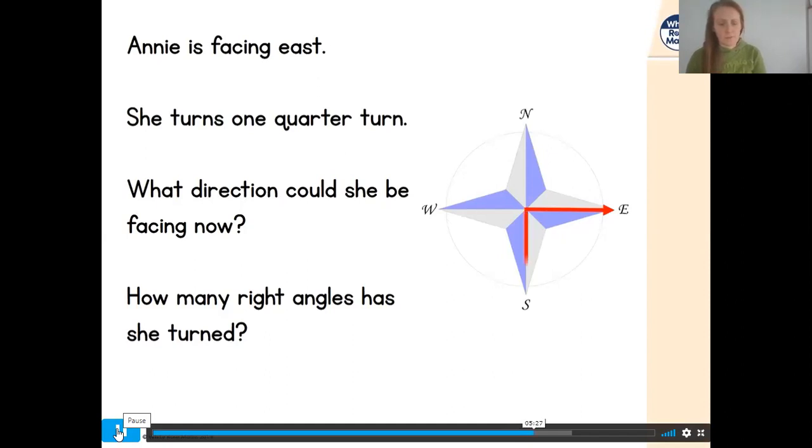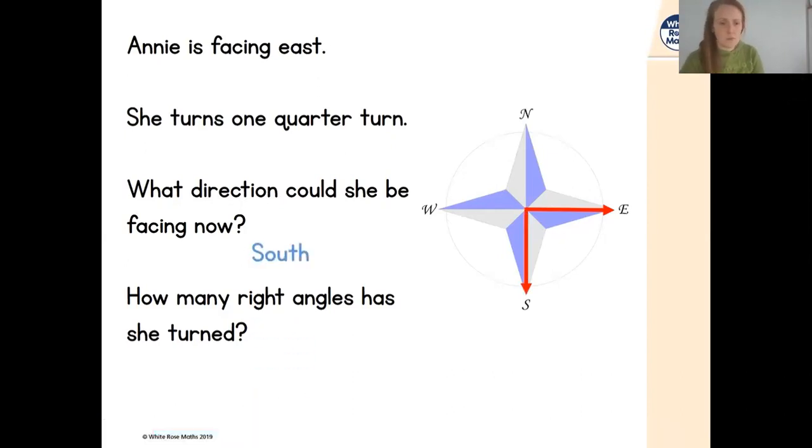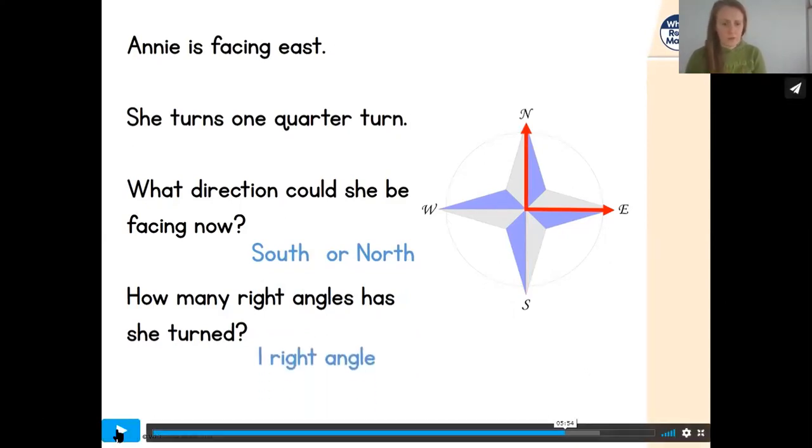So she could turn a quarter clockwise, so she'd be facing south. Can you see the other way she could turn? From east for a quarter turn. She could turn a quarter anti-clockwise, couldn't she? So then she'd be facing north. So our answer there is south or north. How many right angles has she turned? Well, she's turned 1 quarter, hasn't she? Remember, there are 4 right angles in a full turn. So in a quarter turn, there's 1 right angle. Now, remember we said there that 1 right angle is 90 degrees. So we could also say she's turned 90 degrees because she's turned 1 right angle.